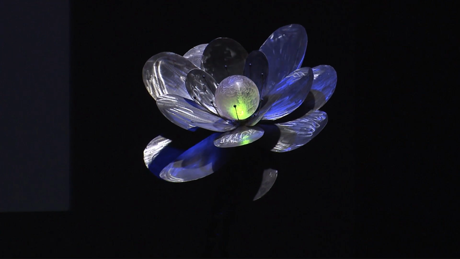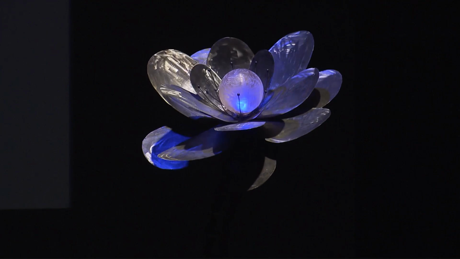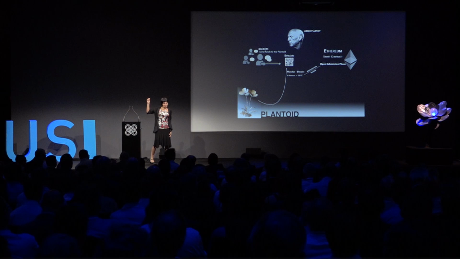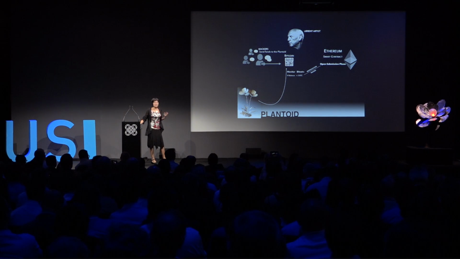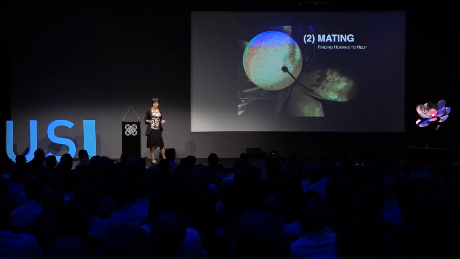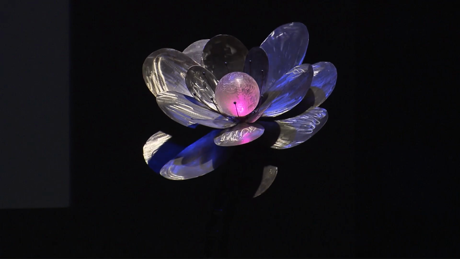So every plantoid is constantly monitoring its own balance. And whenever it realizes that it has accumulated a sufficient amount of funds in order to reproduce itself, then it will trigger the smart contract on the Ethereum blockchain, which will activate the second phase of reproduction, which is the mating phase. And this is when the plantoid will start looking for an actual mate to help it reproduce.